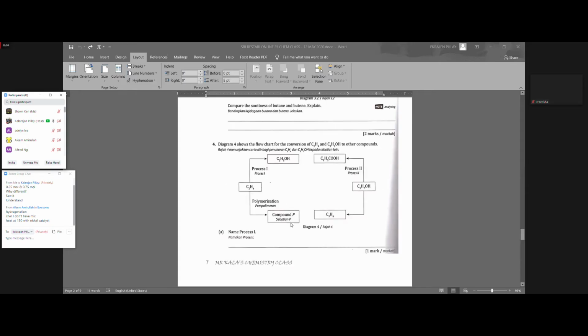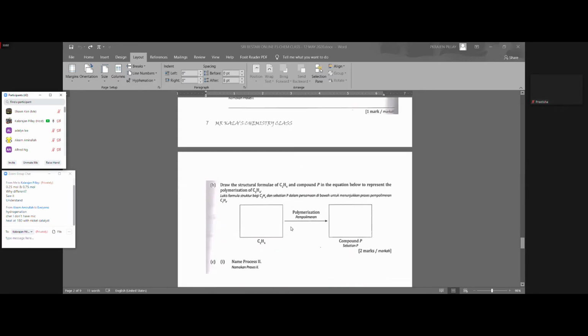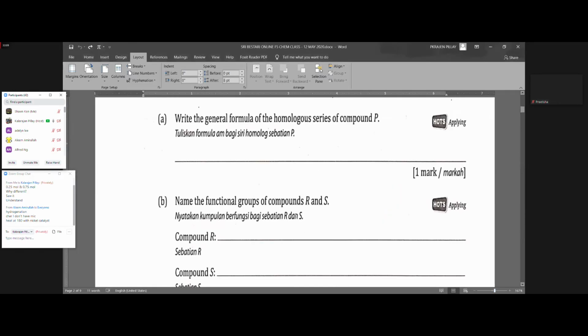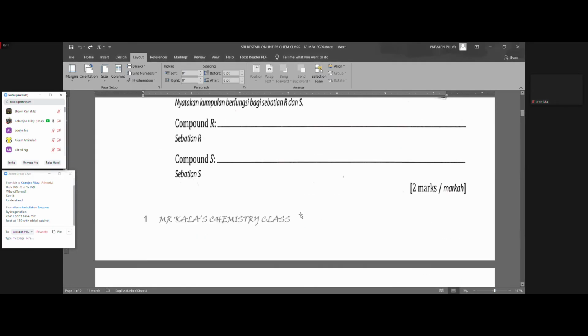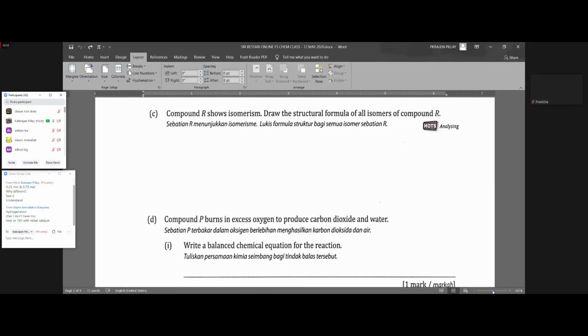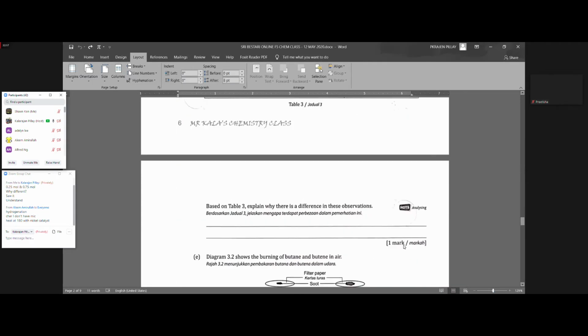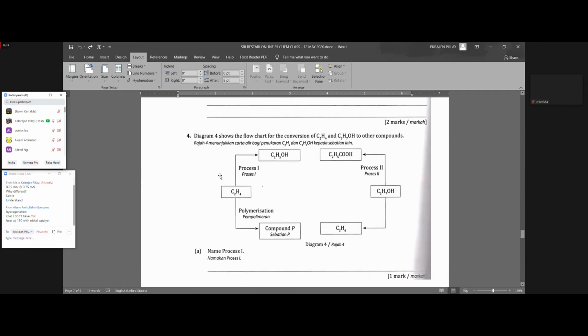Okay, it's actually number 4 now. Okay, you got another 5 more minutes. I think we can. Okay, let's try that. Another flow chart. Okay, this is ethene. I zoom in. Wait, where is it? Oh, sorry. Okay, let's try that.